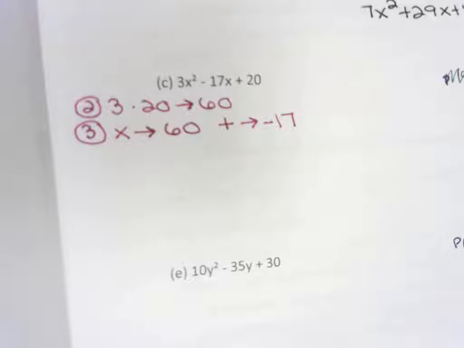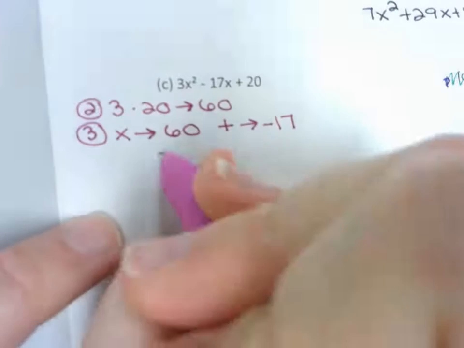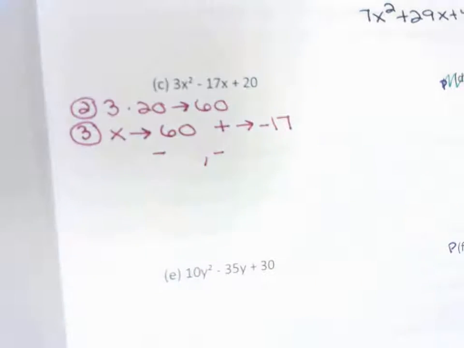Both negative. So I need to have two negative numbers, because that is the only way I can get a positive when I multiply, but a negative when I add. So let's start thinking. What are some things that multiply to give me 60? Okay, 5 and 12 is an option. 6 and 10. So will 6 and 10 add to give me 17?